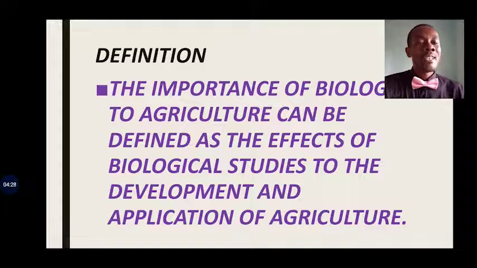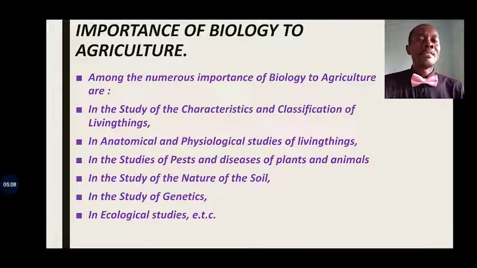Now, as the definition has specifically stated, the importance of biology to agriculture can be defined as the effects. Those biological studies, those scientific studies of life, how do they affect agriculture? Its effect to the development and application of agriculture is what is known as the relevance or the importance of biology to agriculture. So we are going to see how these studies of biological aspects influence development and application of agriculture and agricultural activities. Now, we'll look at some of this relevance, or importance, of biology to agriculture. Let's specifically mention some of those areas in which biology has affected agriculture.